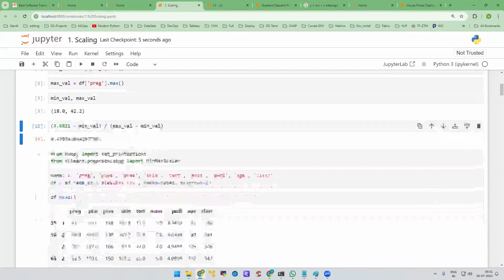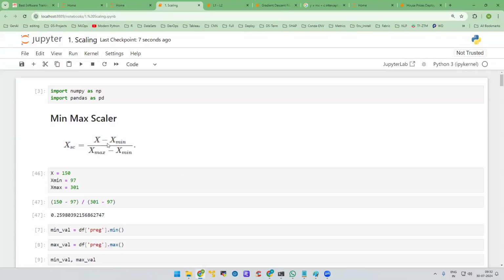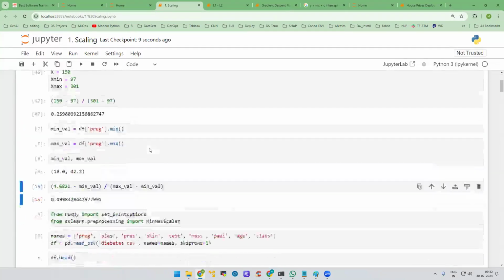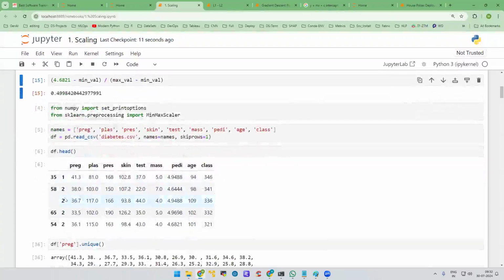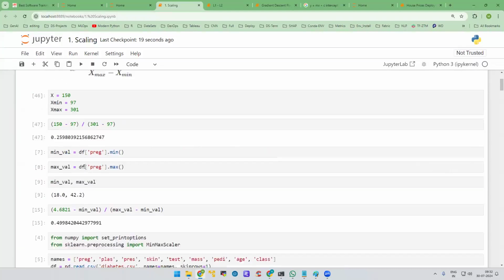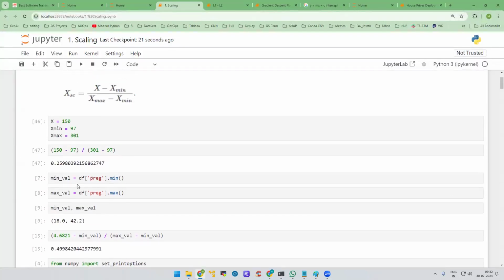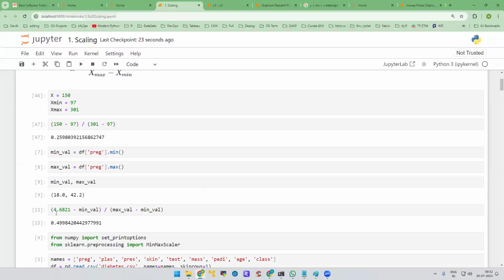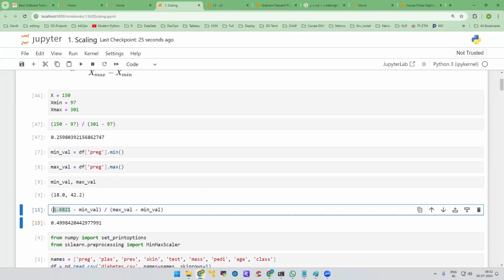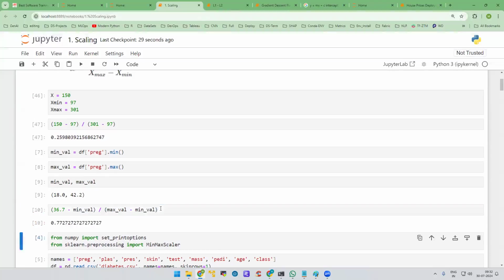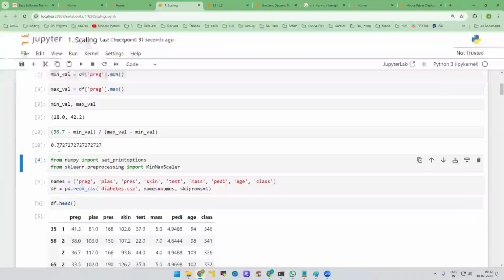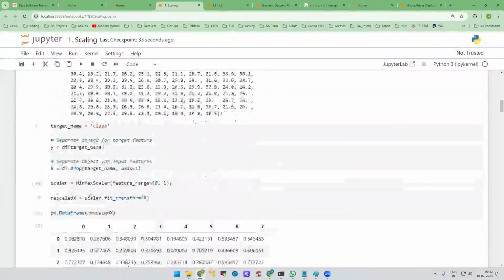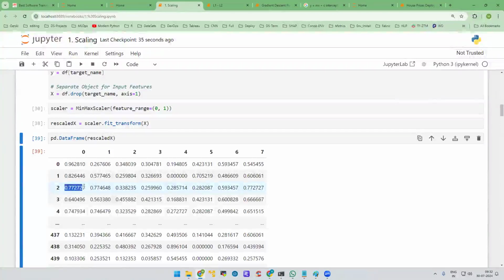And how do we find it? What is the formula? X means each value minus minimum by x max minus x min. You can take any value you want. We are calculating for this particular column, right? Let's consider 36.7. We already have the minimum value and maximum value, right? So what is the value we got? 0.77. So after applying it, you can see that we got the same thing.